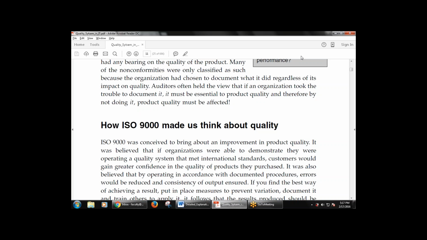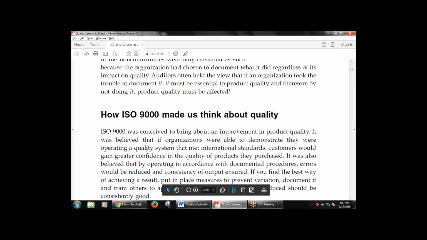So how ISO made us think about quality, what are the various quality concepts that are carried out. ISO 9000 was conceived to bring about an improvement in product quality. That is, the quality will be improved by bringing in the ISO 9000 standard. It was believed that organizations were able to demonstrate that they were operating a quality system that met the international standards, and customers should gain greater confidence in the quality of the product they purchase.